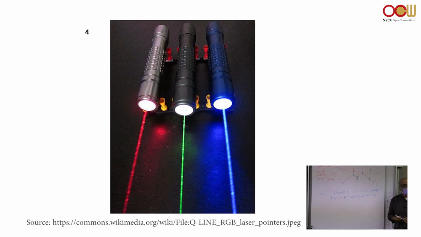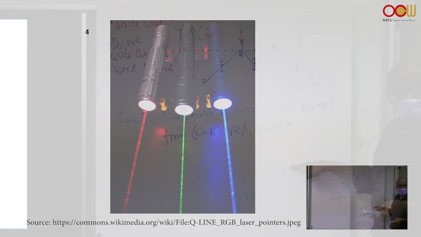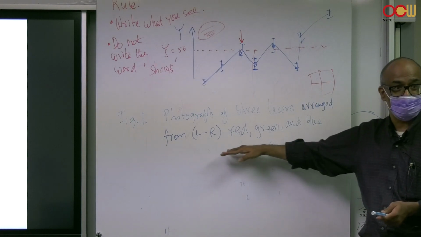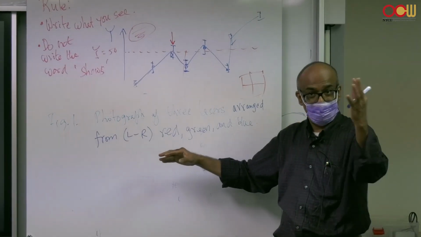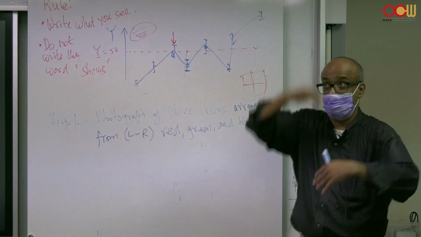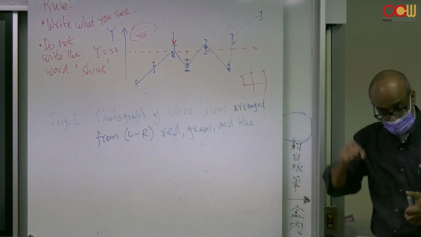So you need to know, write what you see, but you have to maintain the structure. The structure needs to be maintained from left to right. Red, green, and blue is not from right to left or top to bottom. If it is, then also you have to write that.